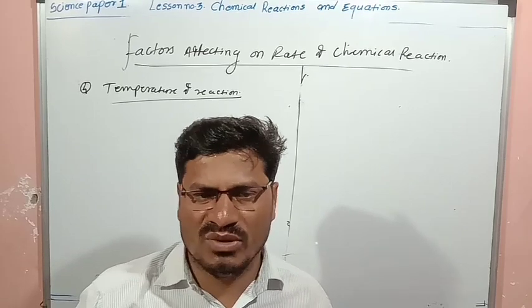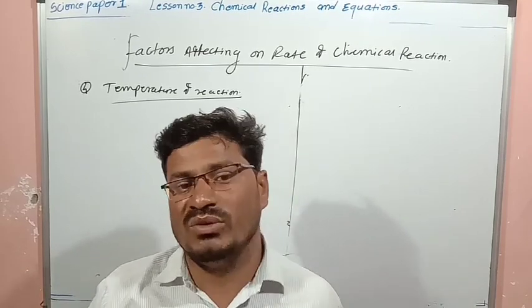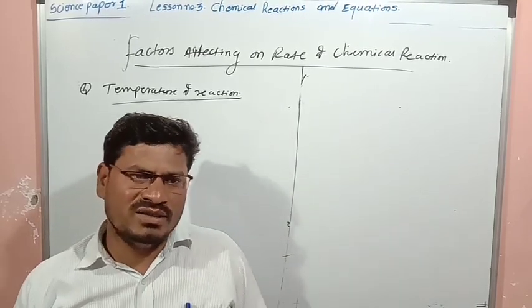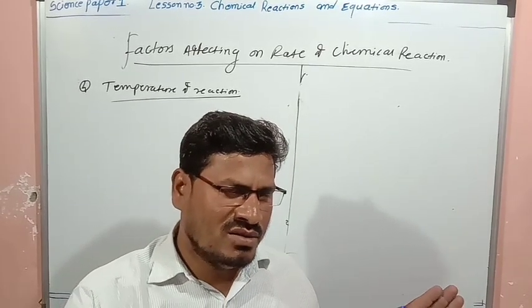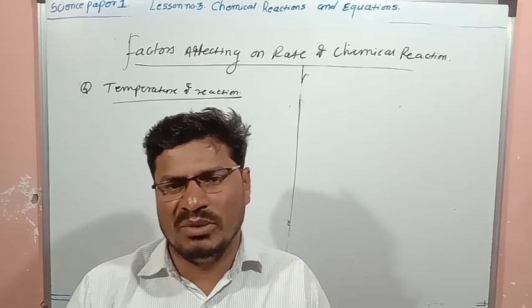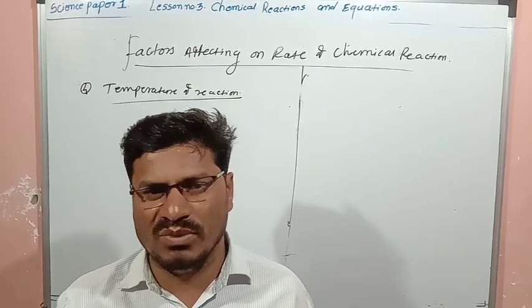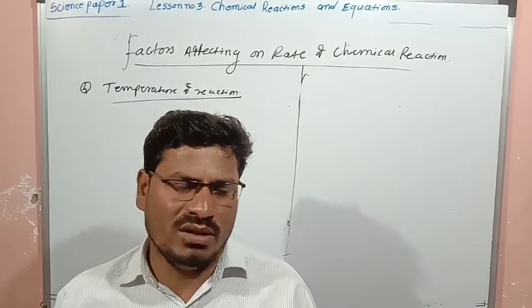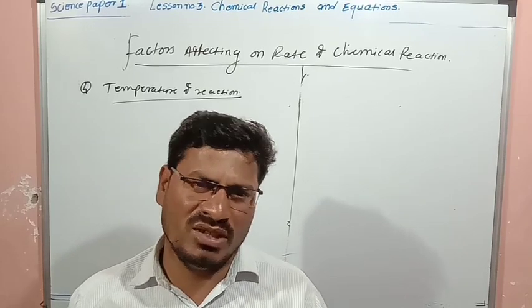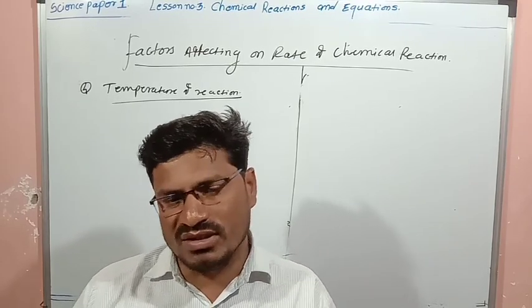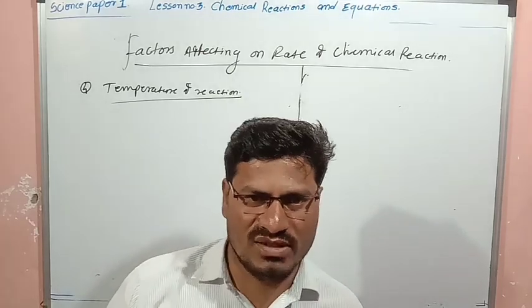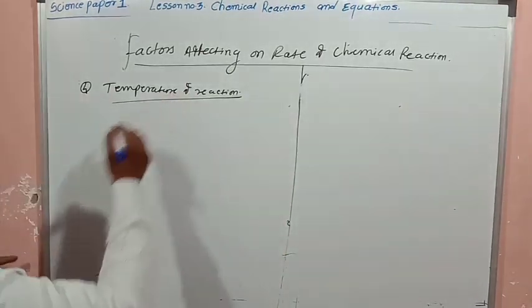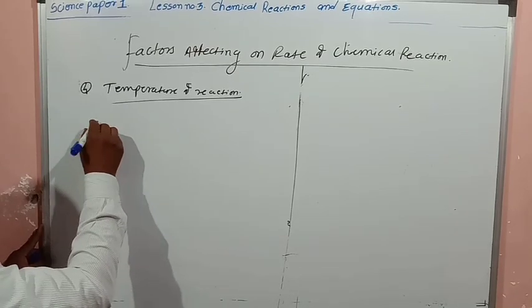For that we have studied an example before, and that example we are going to take. Another example is the formation of curd from milk. During the winter season, formation of curd from milk is a slow process, but during the summer season, formation of curd from milk is a fast process. So that example we take for temperature of the reaction.